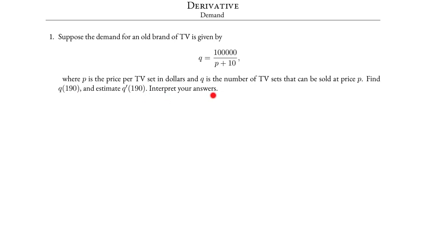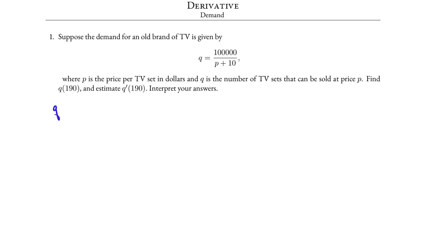Interpret your results. Q of 190 is the quantity of TV sets, or the number of TV sets, when the price is set at $190, which means if the price is $190, we want to know what the demand will be. But Q prime of 190 is the rate at which the demand is changing at this current price. And so one is the quantity and the other one is the rate.